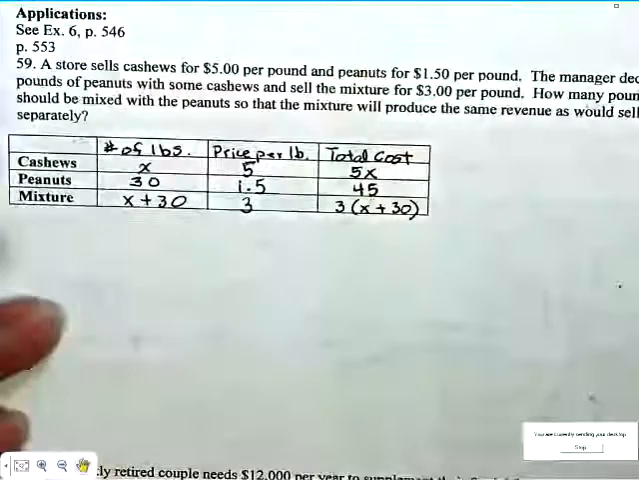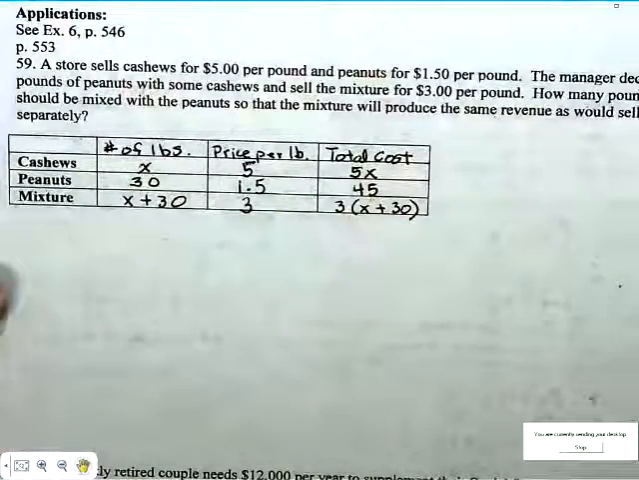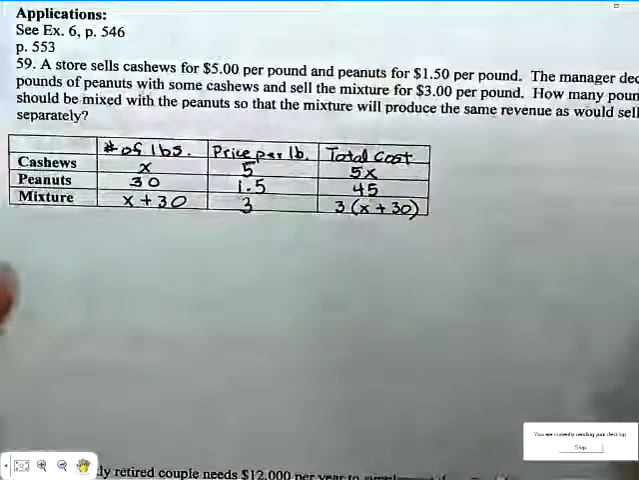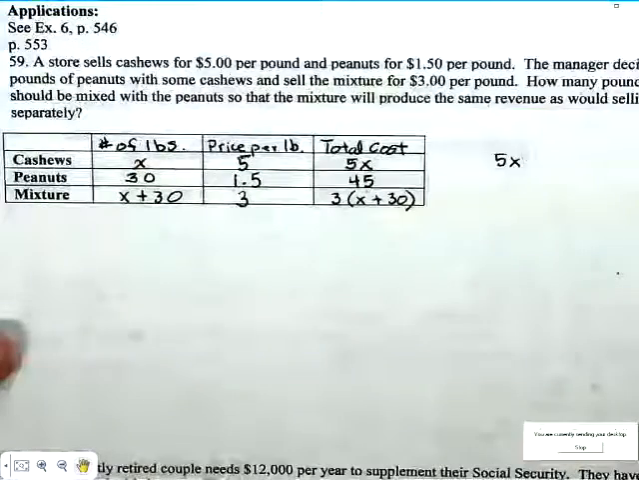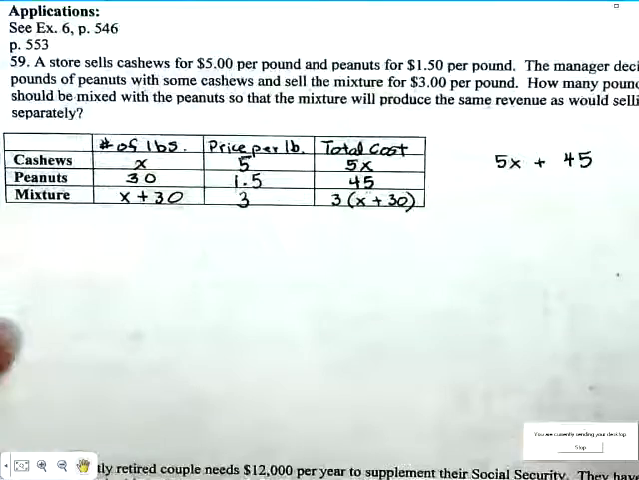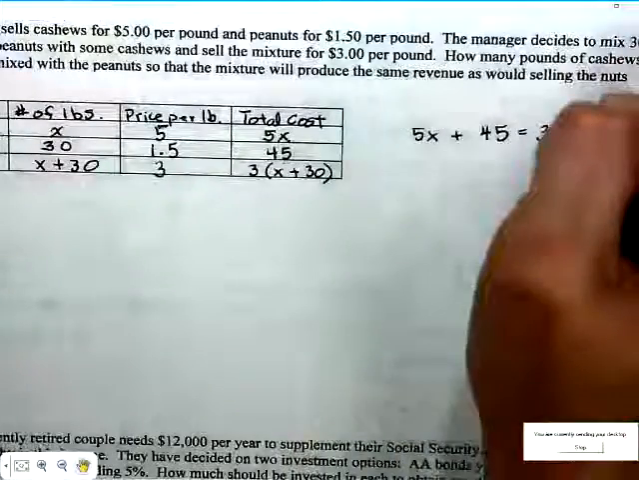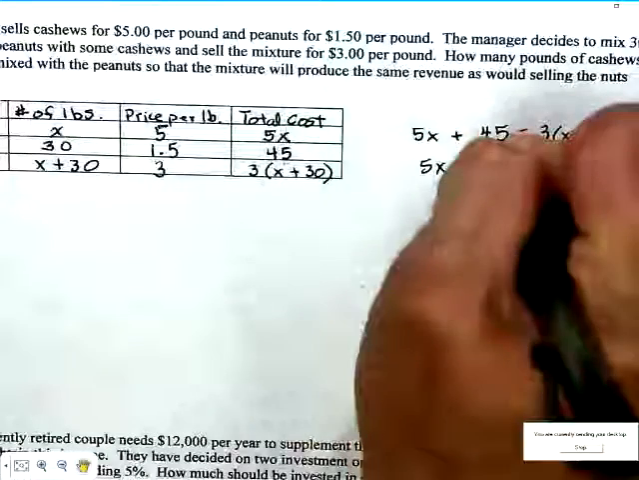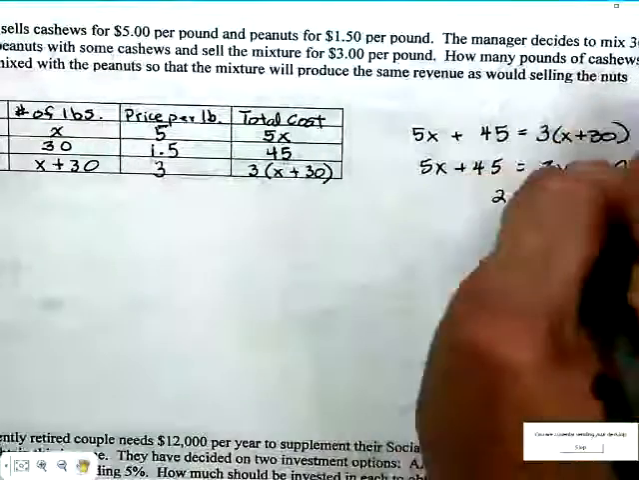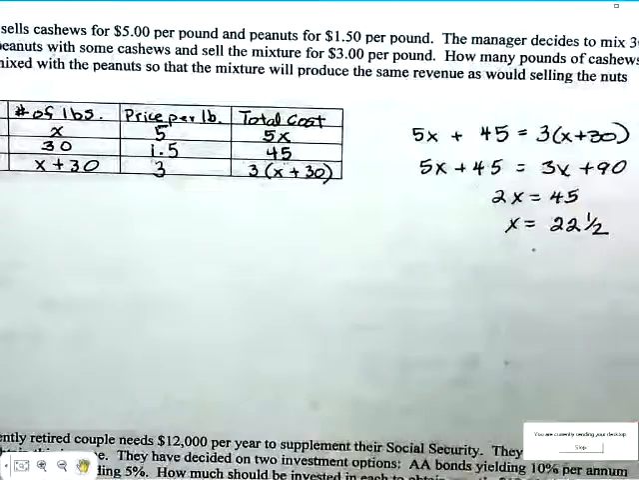If you use the chart, the equation is always staring at you right there in the last column. The cost of the cashews plus the cost of the peanuts equals the cost of the mixture. We need 22.5 pounds of cashews.